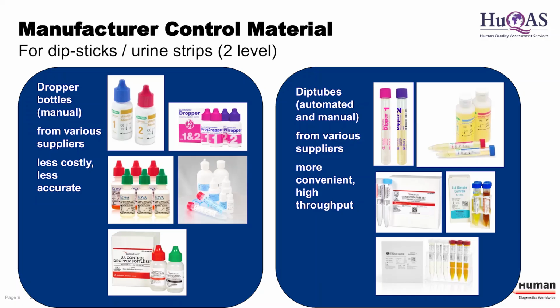Then you have the tubes, which are much better. So you insert the full strip in a tube with a control value, because then the concentrations are the same, and the procedure is the same as when you really use them on native urine. Okay, already better. So those are the solutions for the strips.